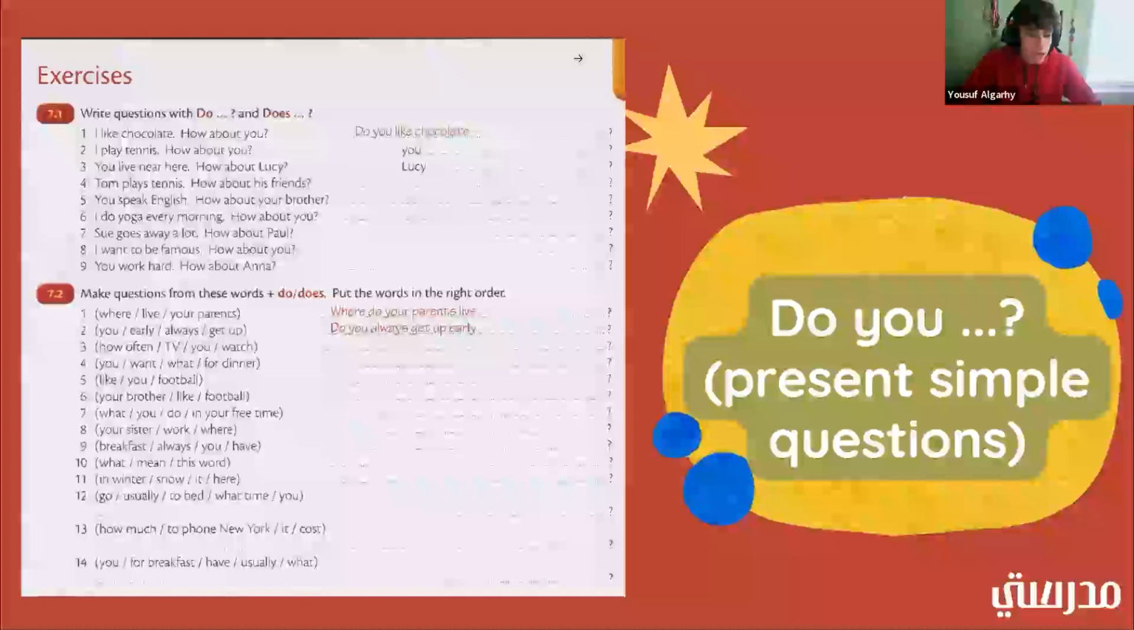Okay. So now we're going to make questions from the words that we have here, and we're going to add do or does. Okay. So we need to make sure that we put the words in the right order. So, where live your parents? You can add do there to make it, where do your parents live? You early always get up. You can make that a question and say, do you always get up early? Now we have how often TV you watch. So how do we make that a sentence?